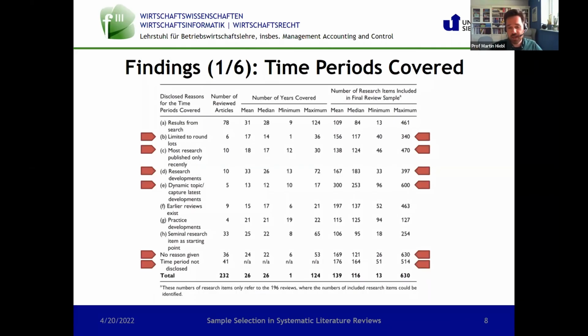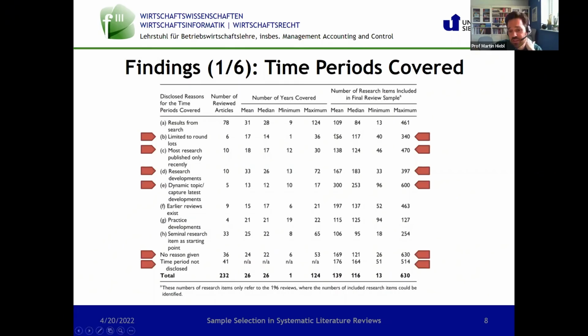For instance, saying, well, I will review the last 10 years of research on topics X, Y, Z, or the last 15 years, or the last 20 years. But why the last 10 years? Why the last 15 years? Why the last 20 years? They didn't give a reason beyond just limiting their review sample to the last X years. And interestingly, they covered 17 years on average, which is not that much in comparison to other choices, which you can see here in this table.